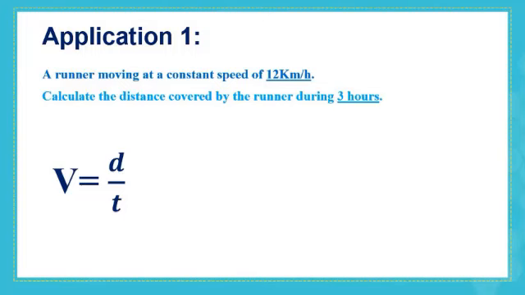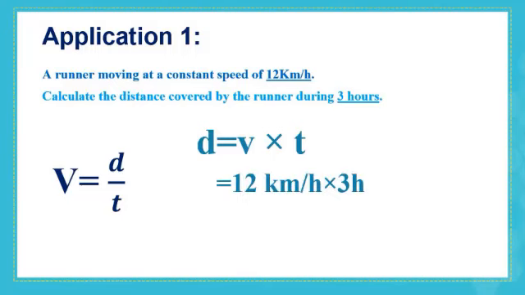To calculate distance, we use cross multiplication. So, distance is equal to speed multiplied by time. 12 km per hour times 3 hours is equal to 36 kilometer. In this case, we have calculated the distance covered by the runner, which is equal to 36 kilometer. Please don't forget the unit. It should be written.